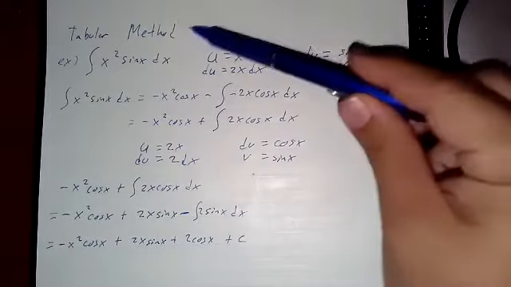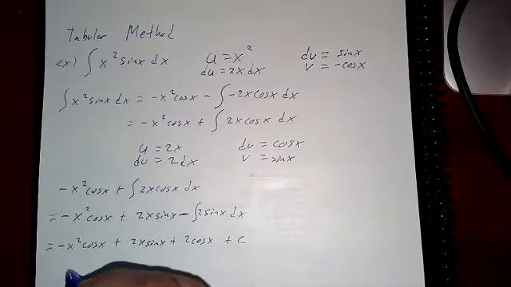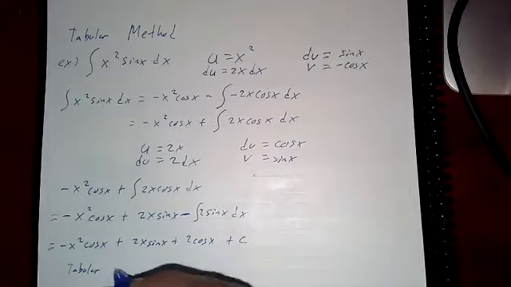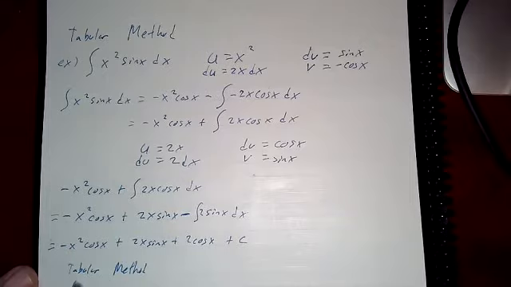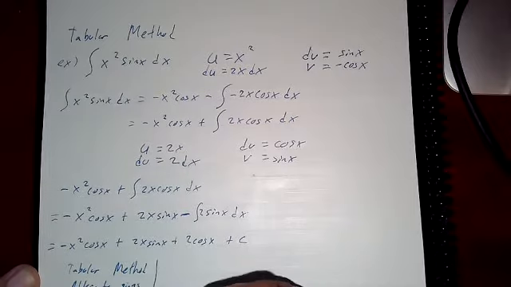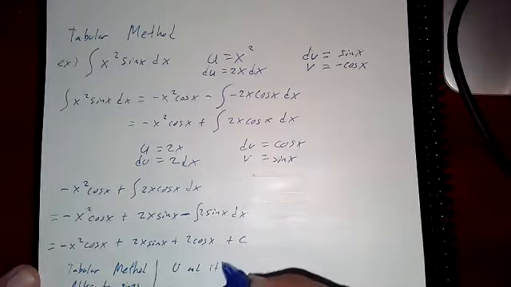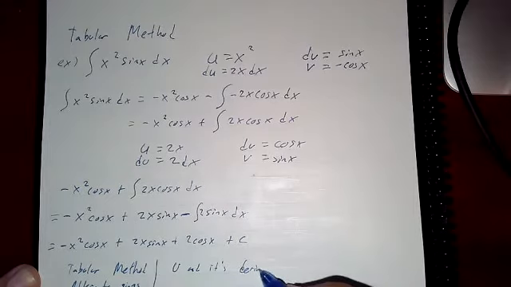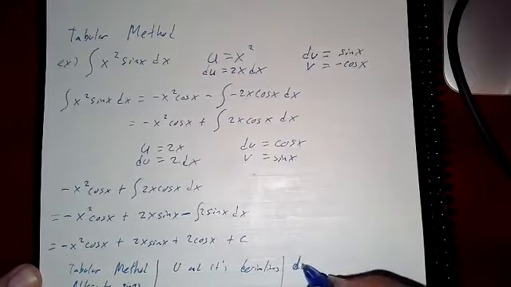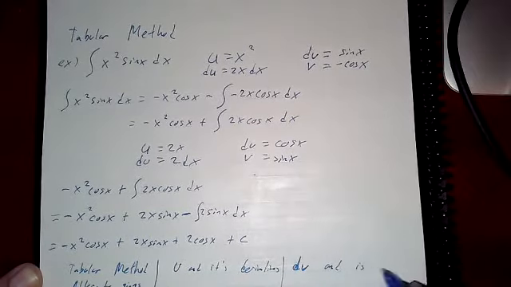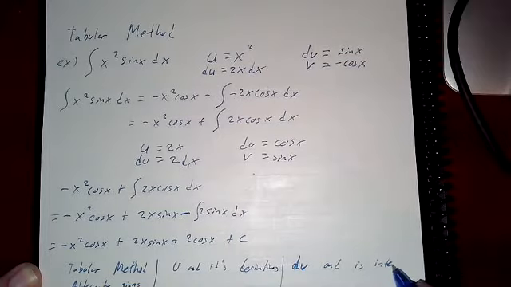So now let's do the tabular. This is how tabular works. First write the alternate signs. And you write the u and its derivatives. And then you write dv and its integrals or antiderivatives.